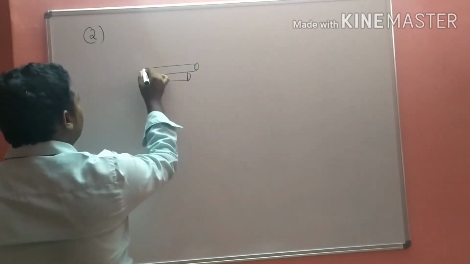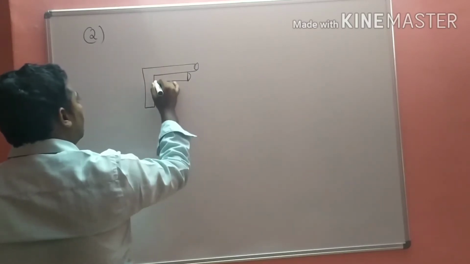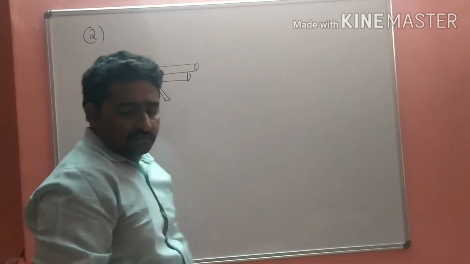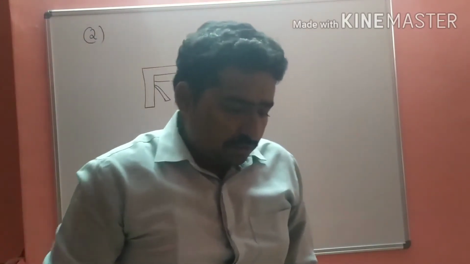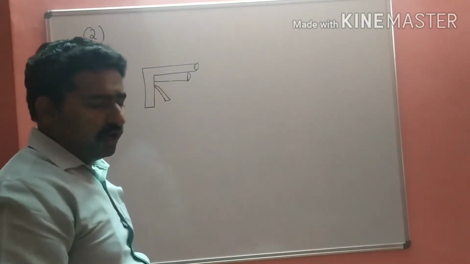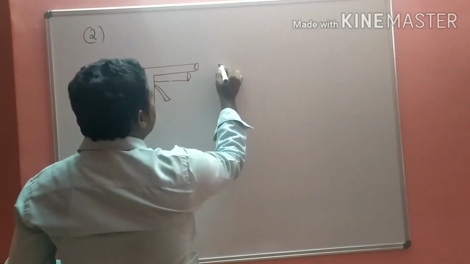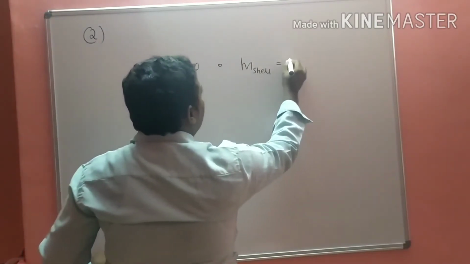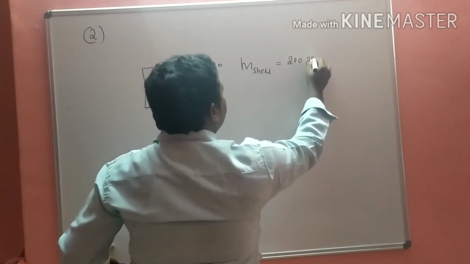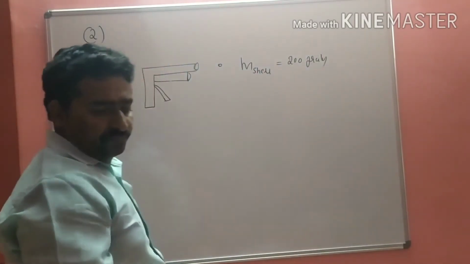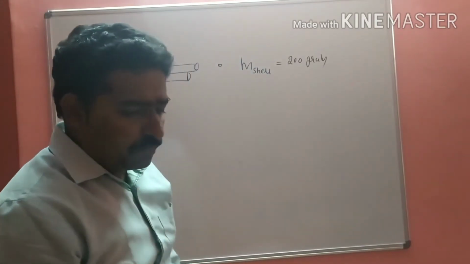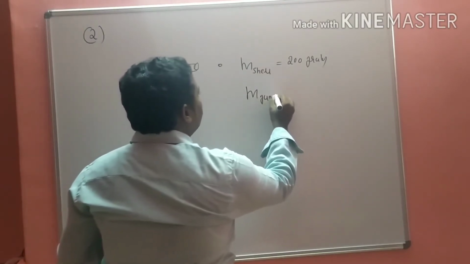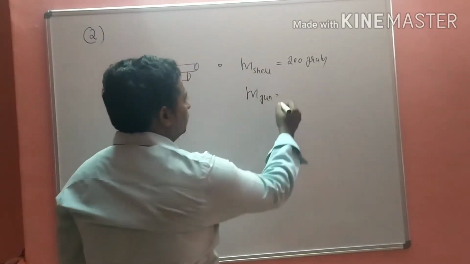Okay, so in this gun, this is the gun. In the gun, the shell has a mass of 200 gram. This is the shell. The mass of this shell is equal to 200 gram. Then the mass of the gun is equal to 100 kg.